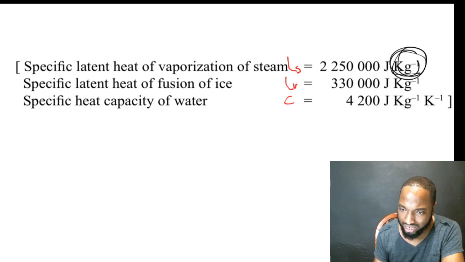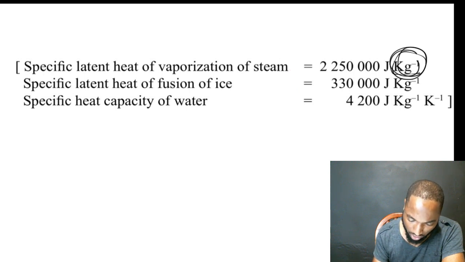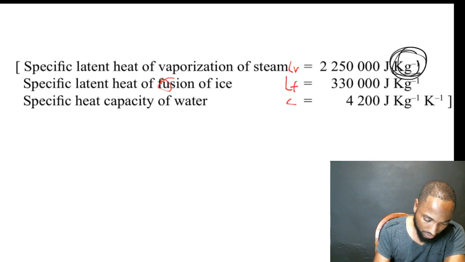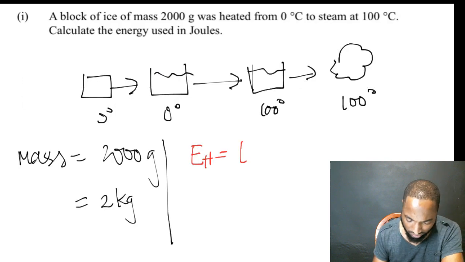Fusion. L, F, and L, V. I have them in the wrong order. L, F, fusion, and L, V, and C. Right? F for fusion, V for that. Good. So the fusion one first by the M.